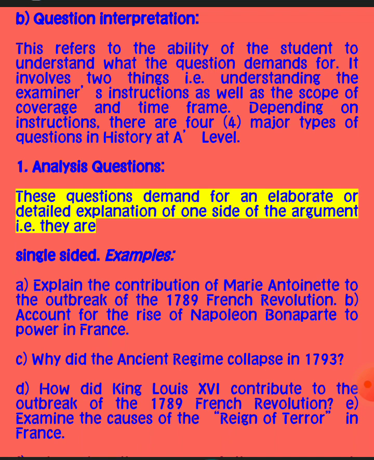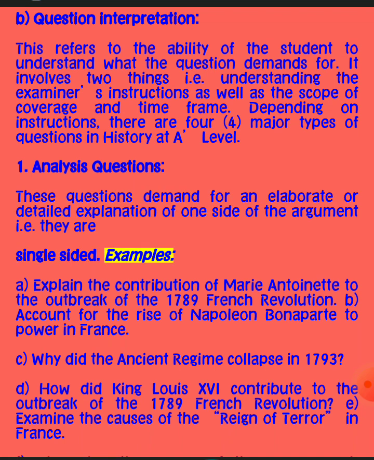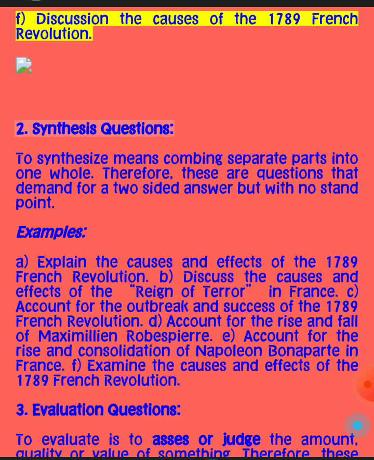Examples. Explain the contribution of Marie Antoinette to the outbreak of the 1789 French Revolution. Account for the rise of Napoleon Bonaparte to power in France. Why did the ancien regime collapse in 1793? How did King Louis XVI contribute to the outbreak of the 1789 French Revolution? Examine the causes of the Reign of Terror in France. Discuss the causes of the 1789 French Revolution.